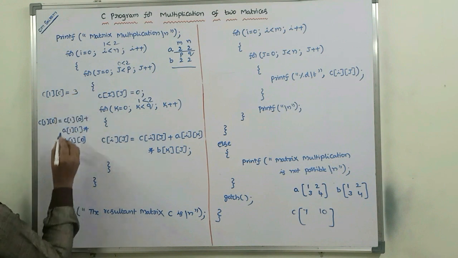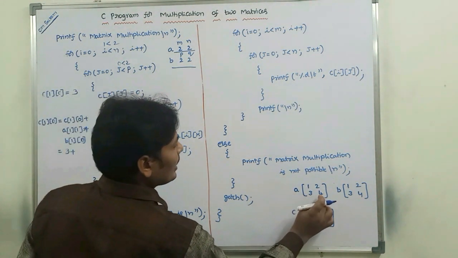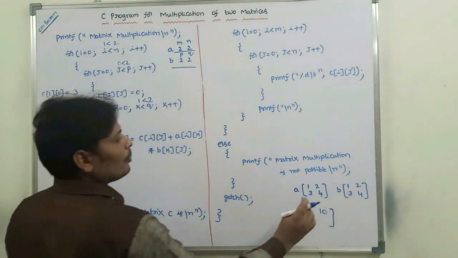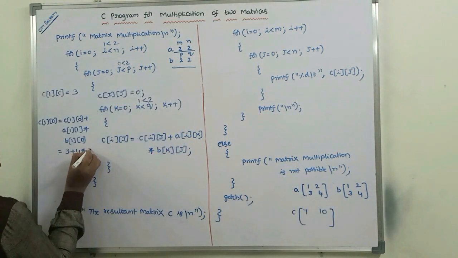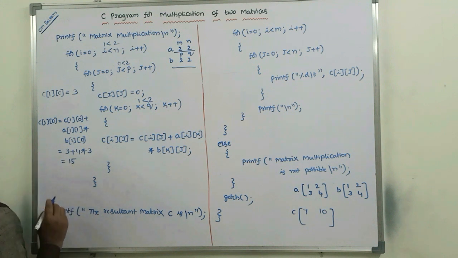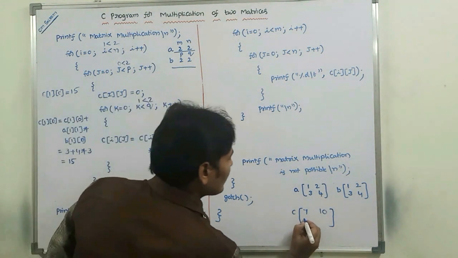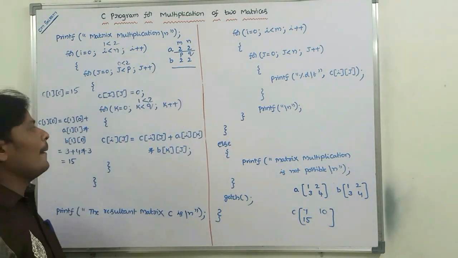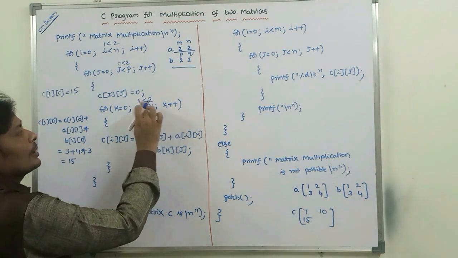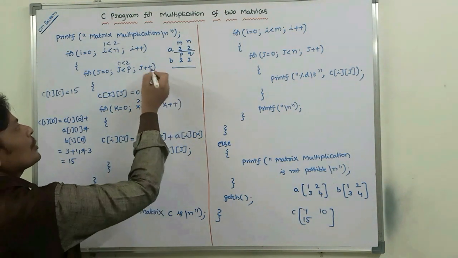C of 1, 0 previous iteration value 3 plus A of 1, 1. A of 1, 1 is 4 into B of 1, 0. B of 1, 0 is 3. So 3 plus 4 into 3, that is equal to 15. Okay. Then finally we are getting this 15 value. Next, after that k value is incremented. Now k value 2, 2 less than 2, that is false. Then the control goes to the outer for loop.